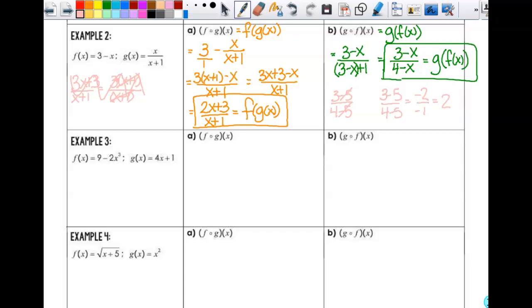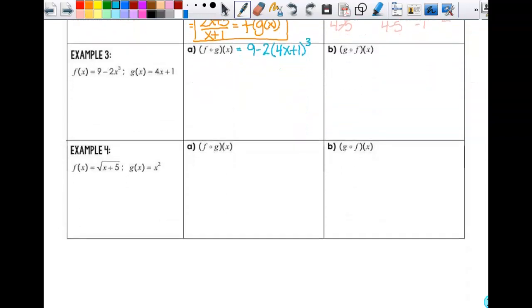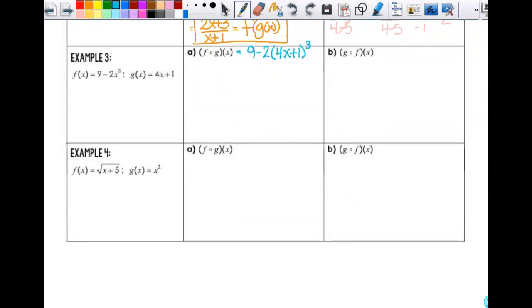Let's look at number 3. So f of g of x. That means I'm going to take g of x and substitute it in here. So I'm going to get 9 minus 2 times 4x plus 1 cubed. Can I start by doing 9 minus 2 and get 7? No. So I've got 9 minus 2 times whatever that is cubed. So we're going to go over here and cube that. So 4x plus 1 cubed, and again, I don't get to just distribute that cubed. It's going to be 4x plus 1 squared times 4x plus 1.